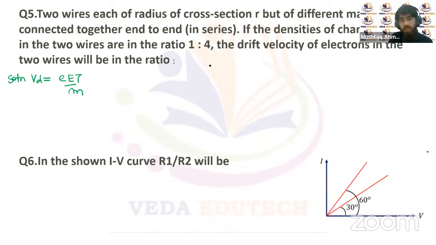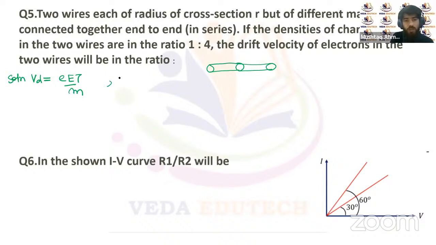If they are connected end to end in series, it means whatever current is flowing in a wire will be the same for both the wires. And the area of cross section should be the same for both the wires because they are end to end connected.